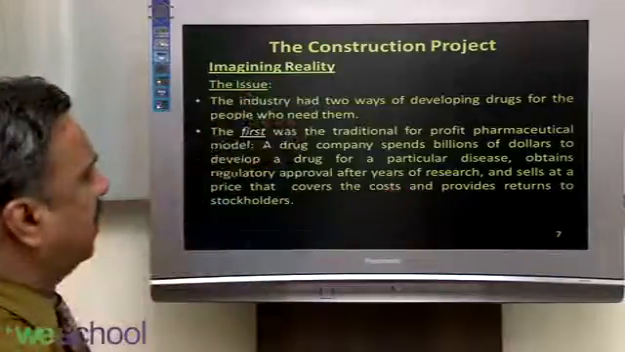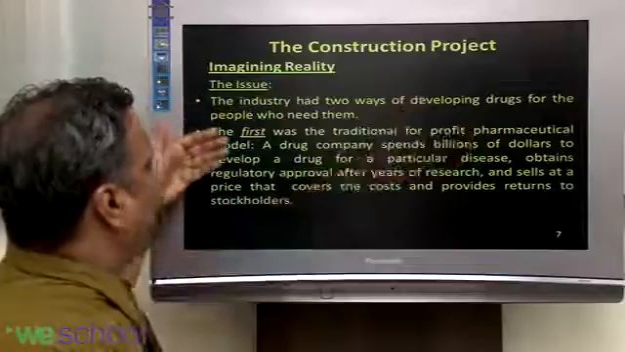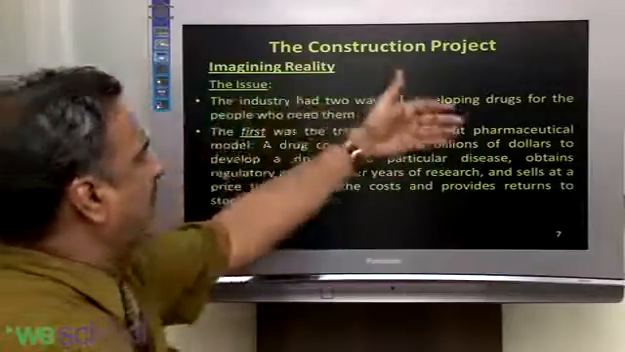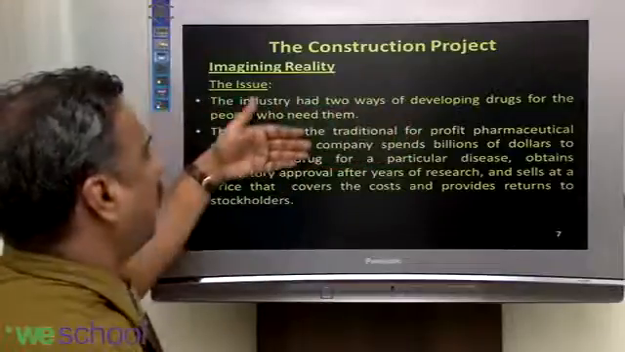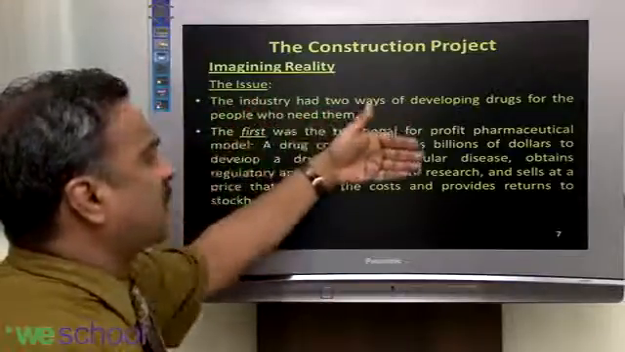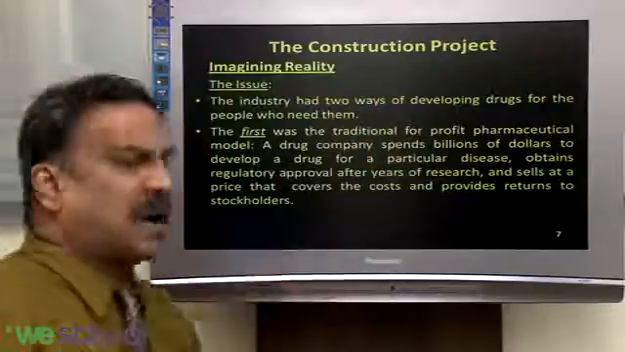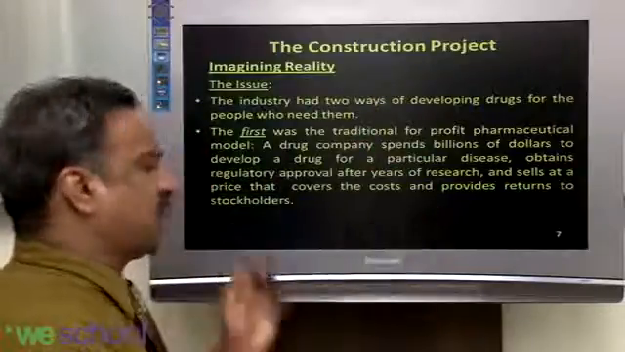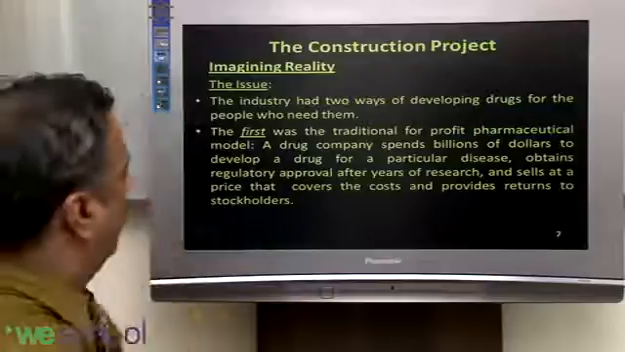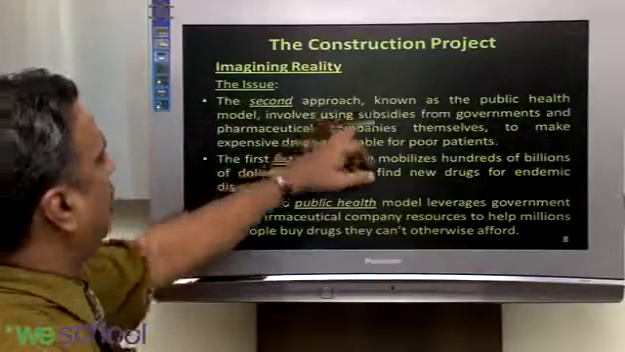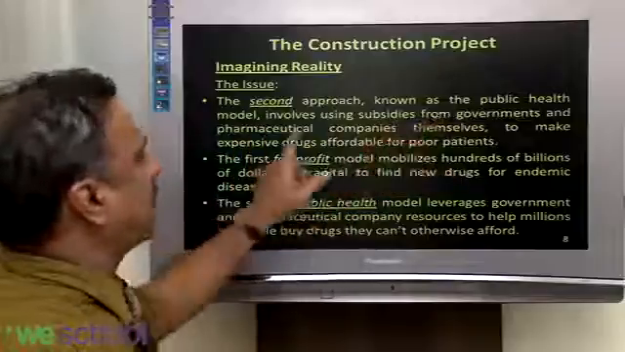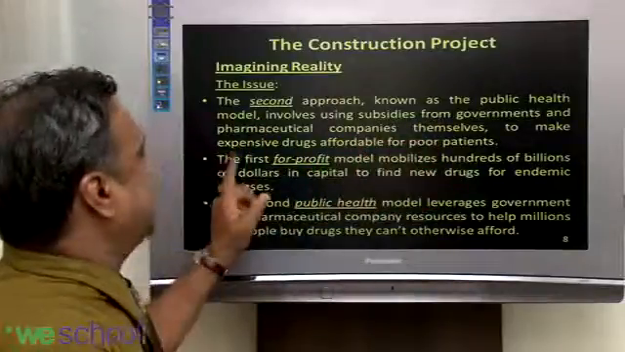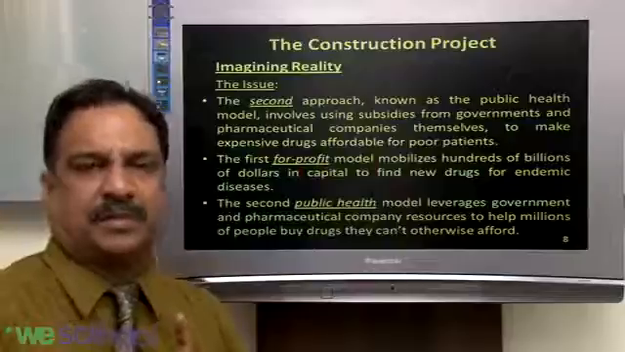First was the traditional for-profit pharmaceutical model, in which a drug company spends billions of dollars to develop a drug for a particular disease, obtains regulatory approval after years of research, and sells at a price that covers the costs and provides returns to the stockholders. The second approach, known as a public health model, involves using subsidies from the government and pharmaceutical companies themselves to make expensive drugs affordable to the poor patients.